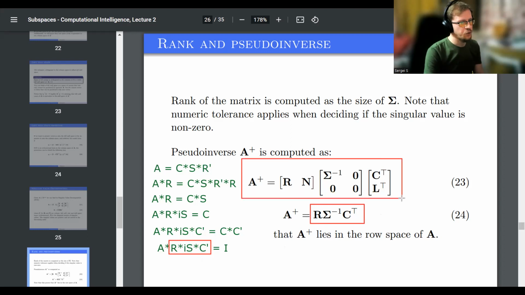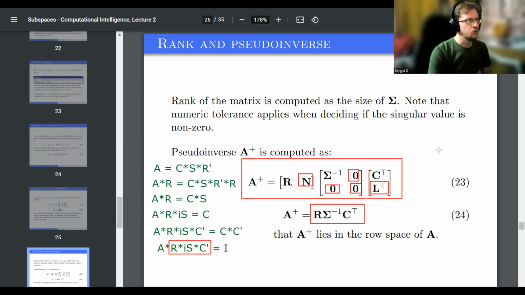But what about this guy? Well, this is the same expression, just written in a fancy notation, because those zeros will delete n and will delete L transposed anyway. So in practice, this is just a fancy way to write the same thing. 23 doesn't have computational aspect to those additional elements. 24 is exactly the same as 23.